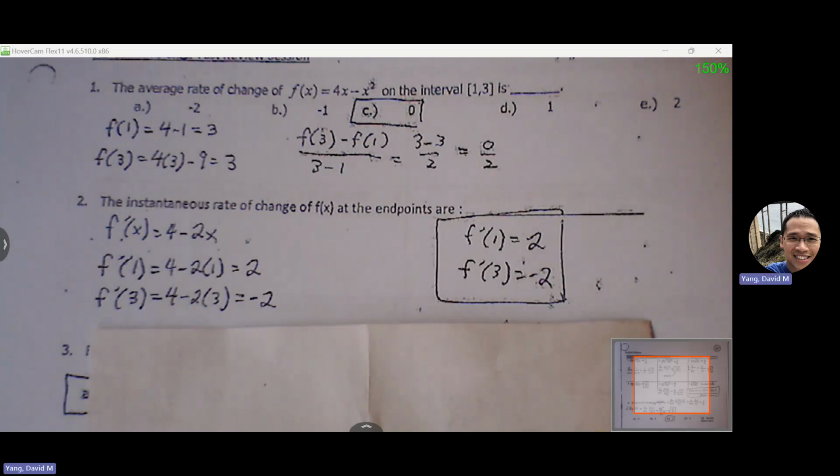Okay, so f prime of x is 4 minus 2x. Plug 1 into the derivative, I get a slope of 2. Plug 3 into the derivative, I get a slope of -2. So I have 2 different slopes at different endpoints.